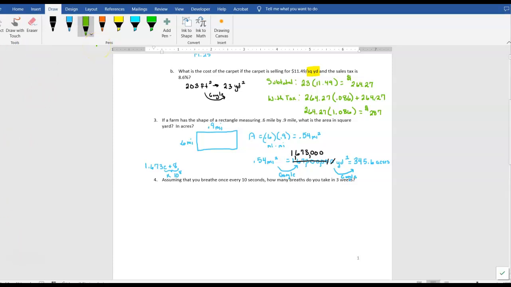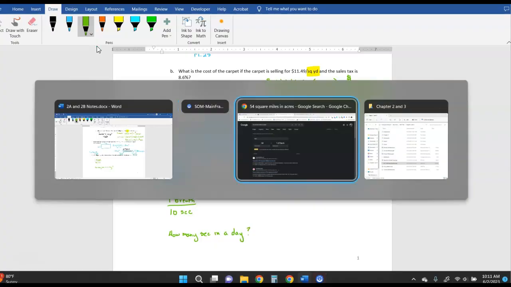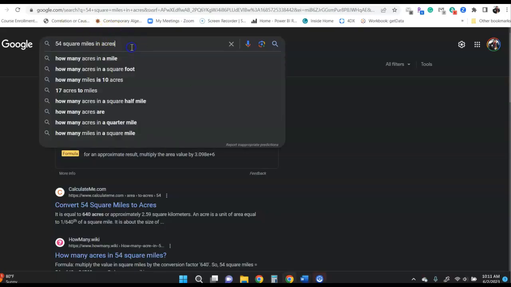For this question number 4, we know that we breathe once every 10 seconds. So one breath every 10 seconds. Now the idea is we want to figure out how much is going to happen in 3 weeks. So one of the things we want to figure out is what do we want to Google? We can Google quite a few different things here, but maybe we want to Google how many seconds are in one day. So we're going to just type in how many seconds are in one day.